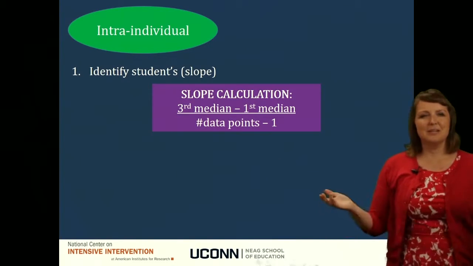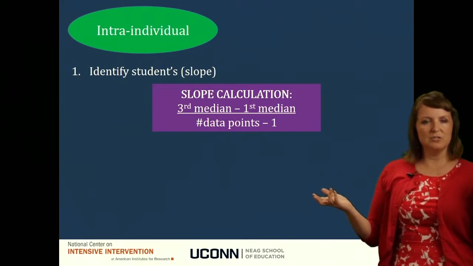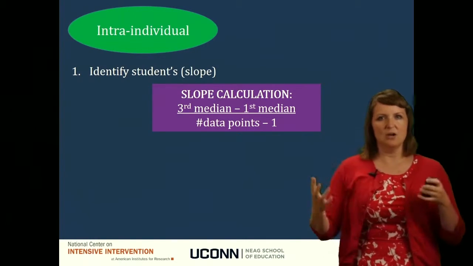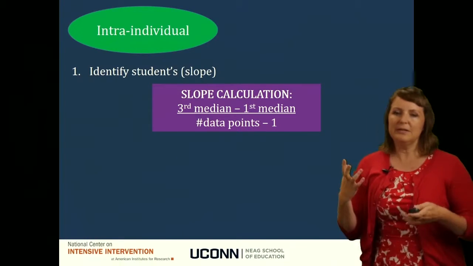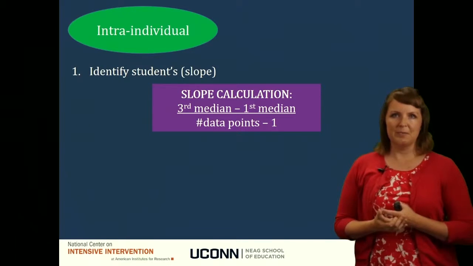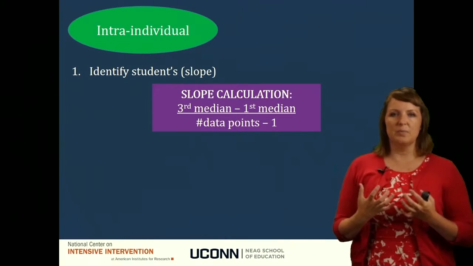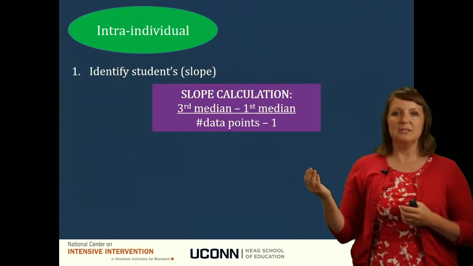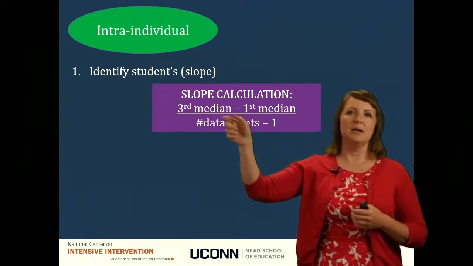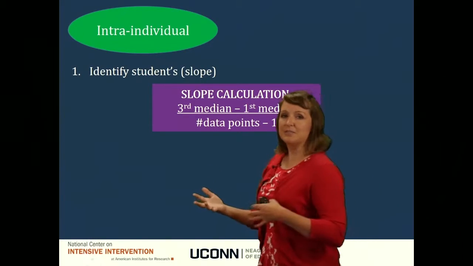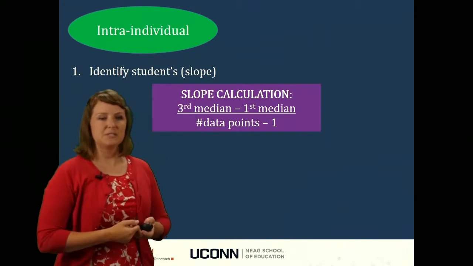So you might say, well, Sarah, how do I calculate a student's slope? Well, this is a really easy slope calculation method. This is called the Tukey method. You don't really need to know that name, even though it's kind of fun to know. I want you to remember this. To calculate a slope, you're going to do the third median data point minus the first median data point divided by the number of data points minus 1. So the third median minus the first divided by the number of data points minus 1.